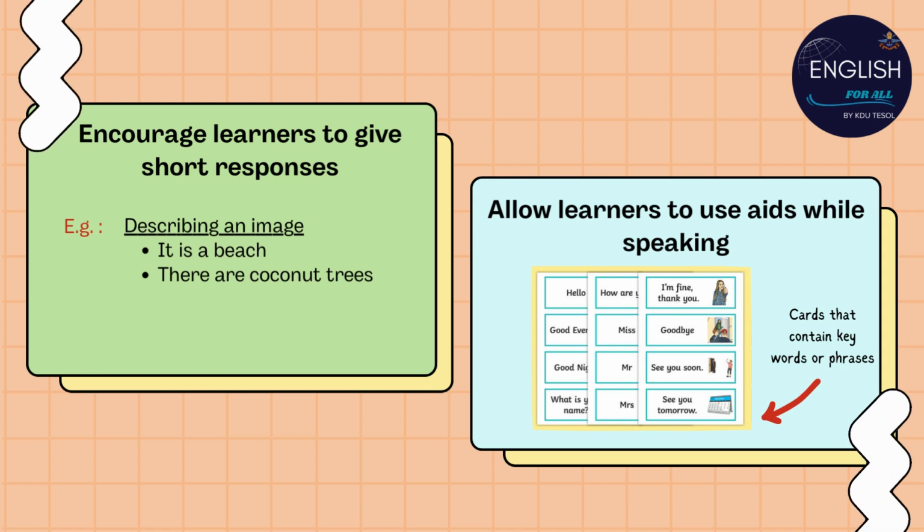Here's the next tip. Allow learners to use aids while they are speaking, like cards with keywords or phrases. This can make speaking easier because they have a little extra support to express their thoughts and ideas. These cards act like helpful reminders. It's like having training wheels on a bicycle to help them balance while they learn to ride.